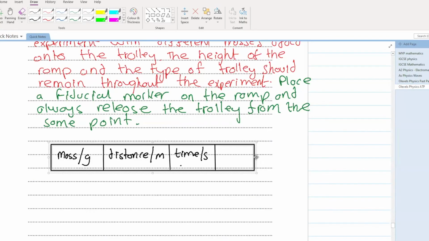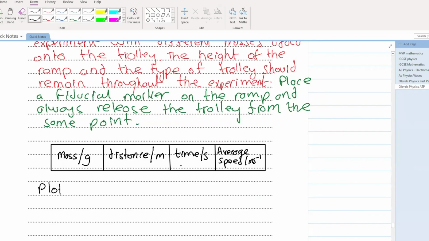Let's make this a bit bigger. You will say average speed slash m s minus 1. Perfect. Now, how to draw a conclusion?